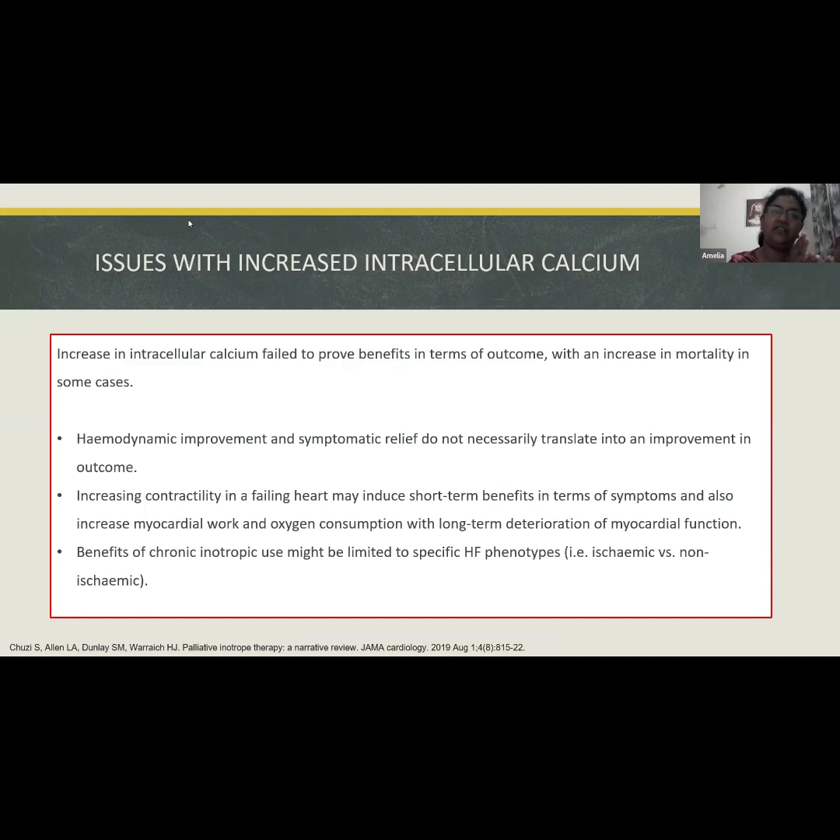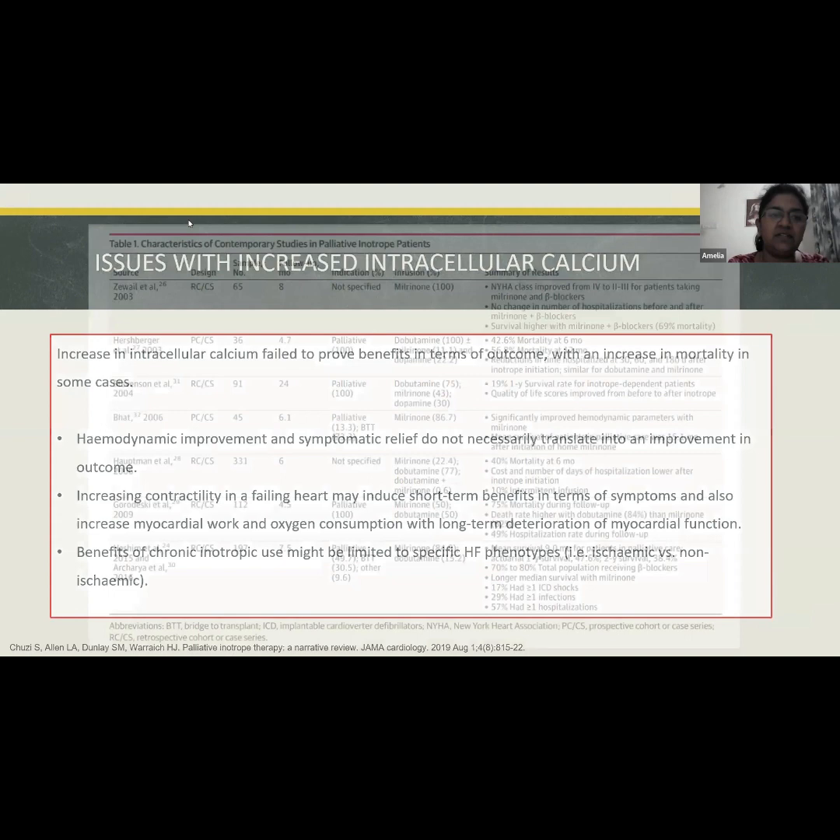The other major thing is that when you constantly increase contractility of a failing heart, for some time, the myocardium will sustain it. But with the increased work and oxygen consumption by the myofibrils, there is going to be a decrease in your myocardial function. And the benefits of chronic inotrope use are limited depending on whether you have an ischemic problem or a non-ischemic problem. So while we are giving inotropes, we need to understand what is the reason that we're giving it.